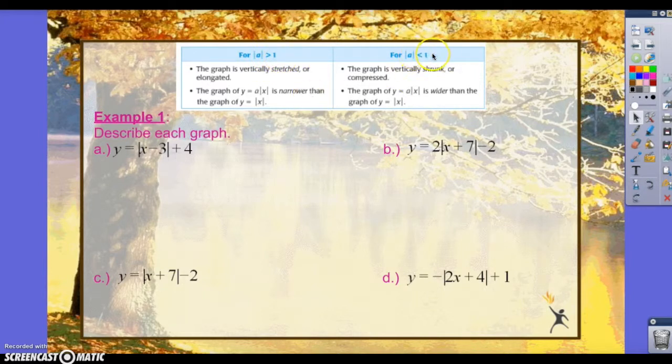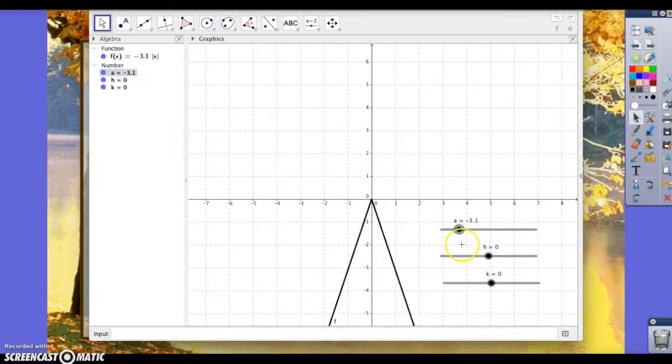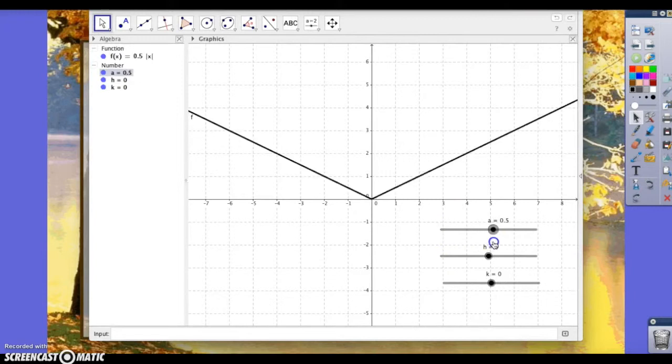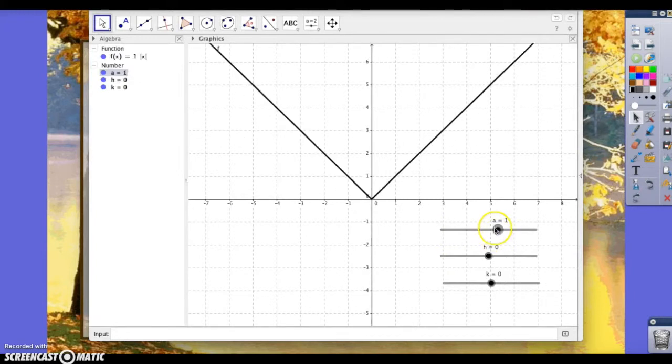But what if it's less than 1? The graph is vertically shrunk or compressed. The graph of y equals a absolute value x is wider than the graph of the original. Okay, so let's go to the original here. I'm going to switch back. The original standard one uses the slope, or excuse me, a is 1. So this is the standard one.